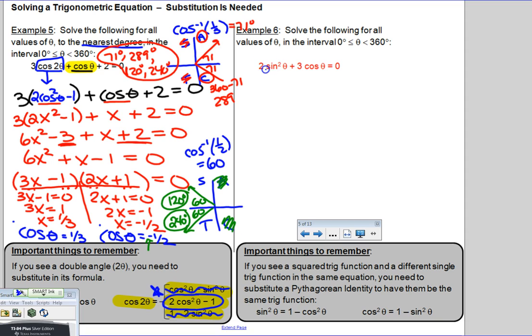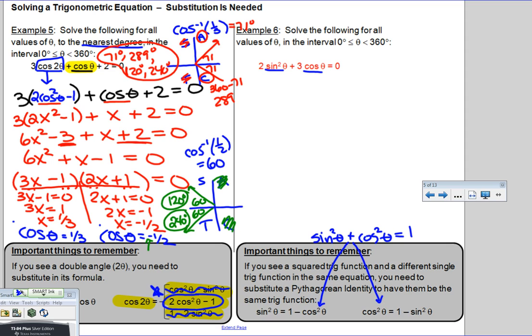Notice I have a sine squared and a cosine theta. Not the same function. So if you recall, we can change sine squared to something involving cosine from our identity. Down below, if you remember, this is the main identity. I don't have it written, but we know that identity, sine squared theta plus cosine squared theta equals 1. And recall that from that formula, I can subtract over cosine squared to get to that, and I can subtract over sine squared to get to that. So keep in mind that other identity.